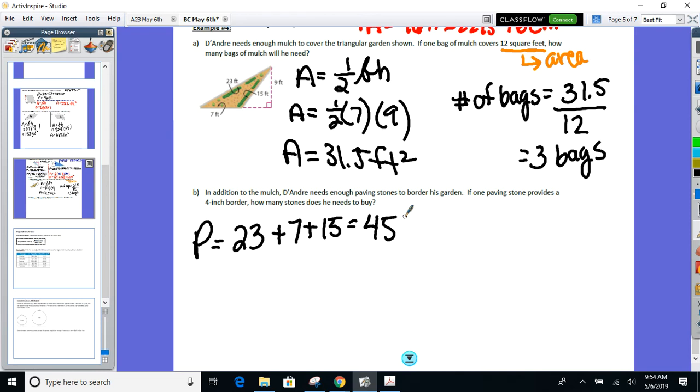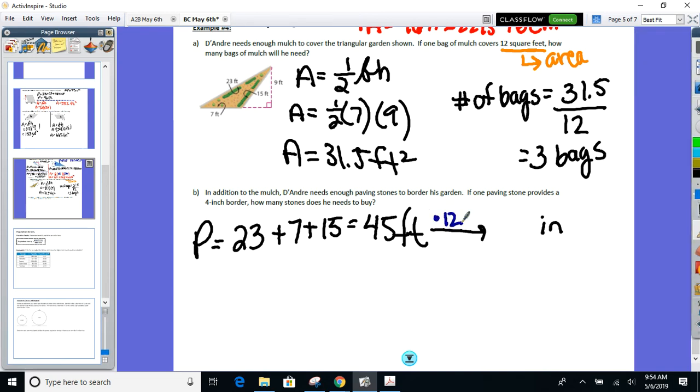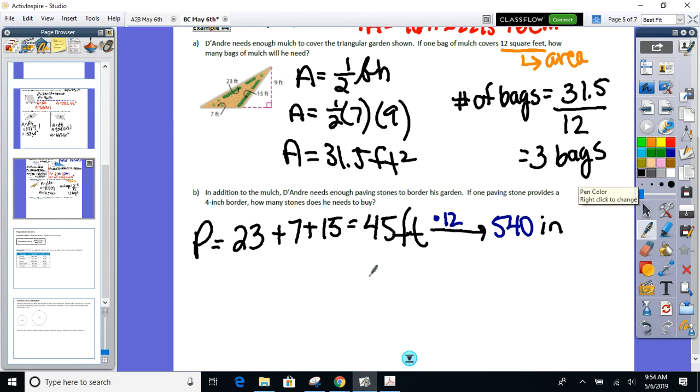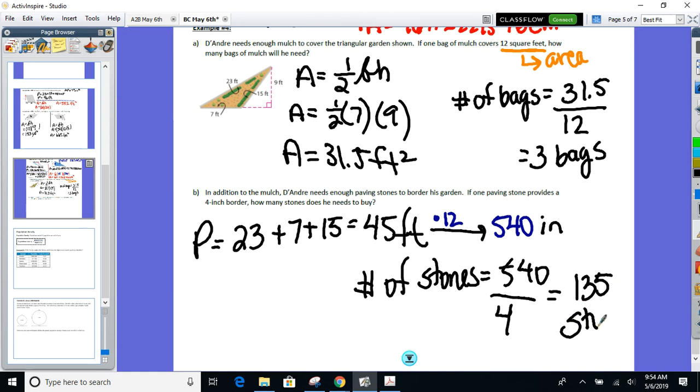All right, so if this is in inches, I need to convert this feet into inches. Suggestions on how to do that? Multiply it by 12. So how many inches are in his garden? Woo, boy, 540 inches. Then define the number of stones. Then I take the 540 and divide it by 4. He's going to need a lot of stones. 135 of them. Hopefully he's got a big truck or some big commercial vehicle.